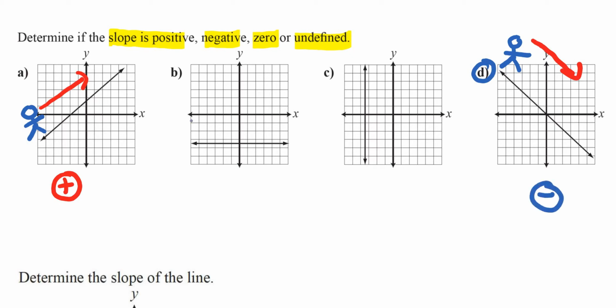For 3B, I will continue to put my person on the far left, and this time this person is going straight, so not going up a hill or down a hill, it's just walking straight, so this is a slope of 0.